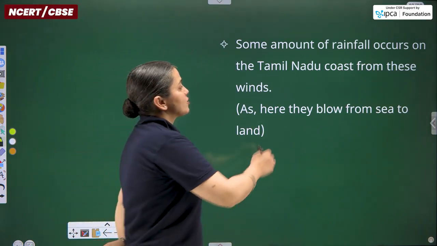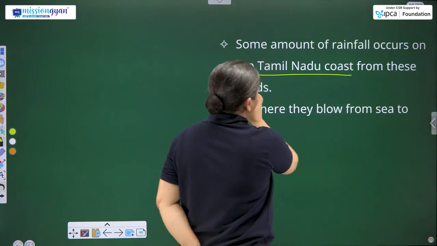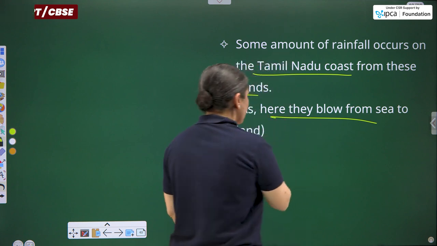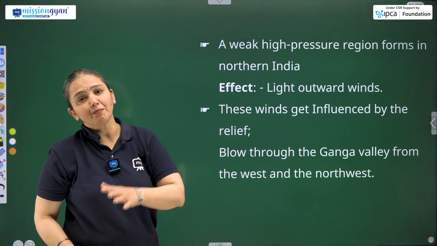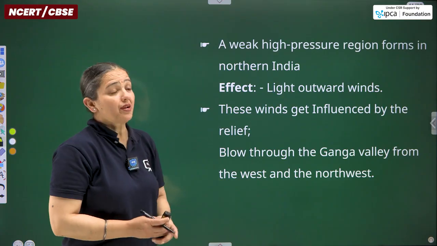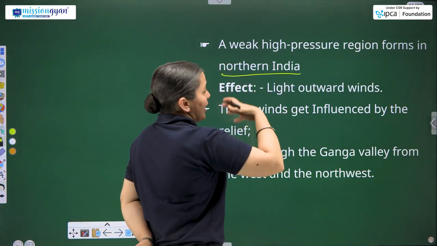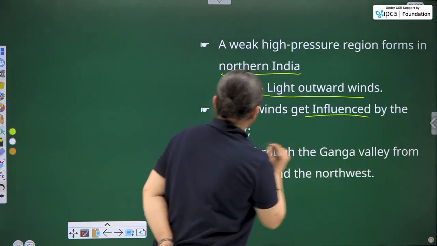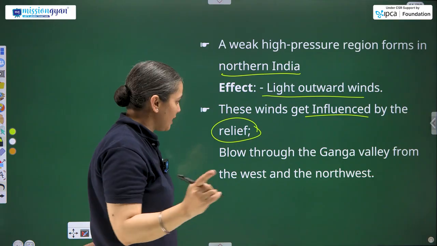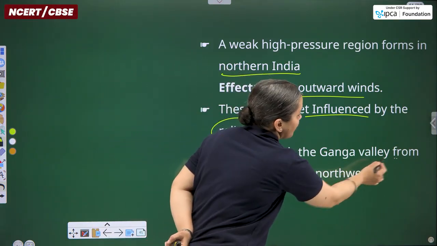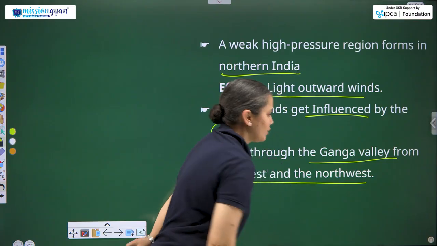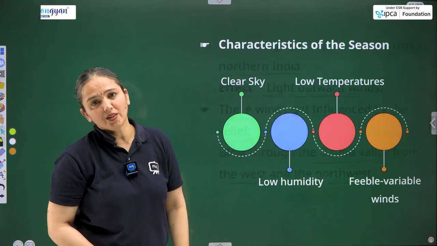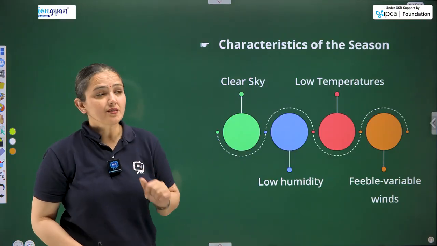Some amount of rainfall occurs on the Tamil Nadu coast from these winds, and the last rainfall is experienced by the India subcontinent, as here they blow from sea to land, carrying moisture from the Bay of Bengal itself. A weak high pressure region forms in northern India, and the effect is light outward winds. These winds get influenced by the relief. Relief, we are talking about mountains. So they do blow through the Ganga valley from the west and the northwest. So the region is given to us, and the direction of the wind is with us, that blows entirely through the winter season in India.